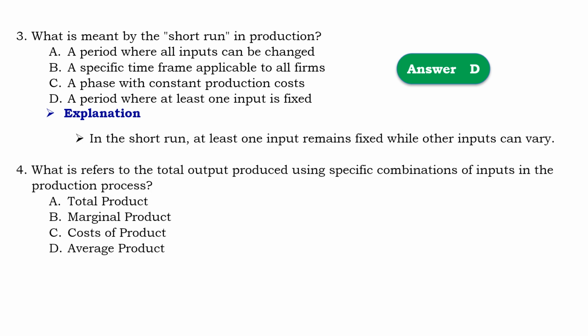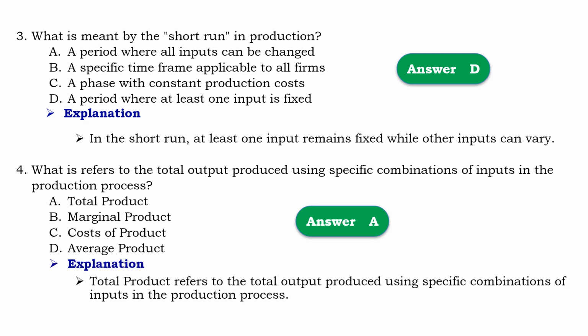Question number 4. What refers to total output produced using a specific combination of inputs in the production process? So that should be A, total product. Means that total product refers to the total output produced using a specific combination of inputs in the production process.